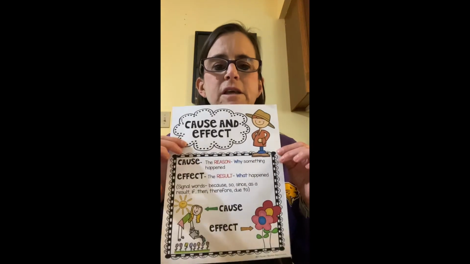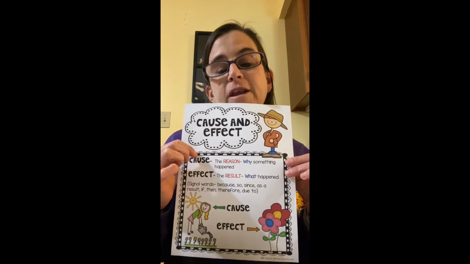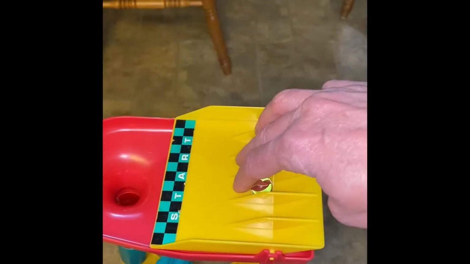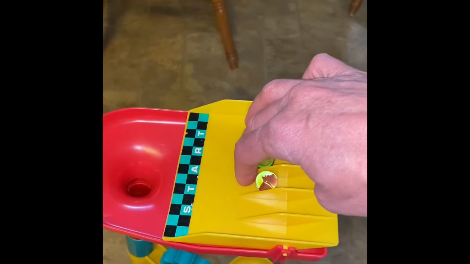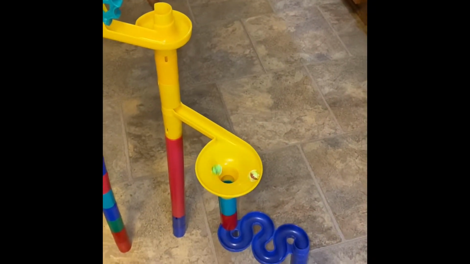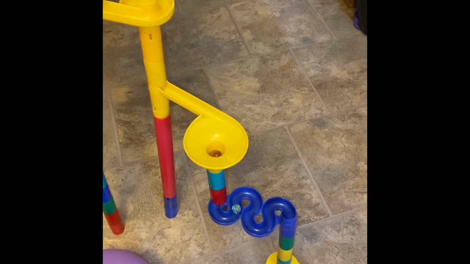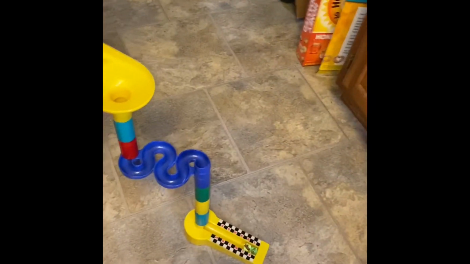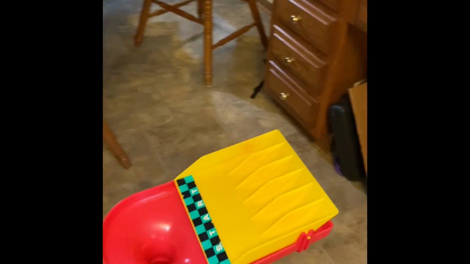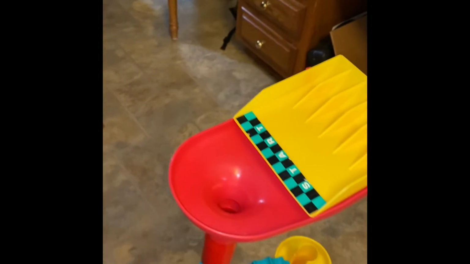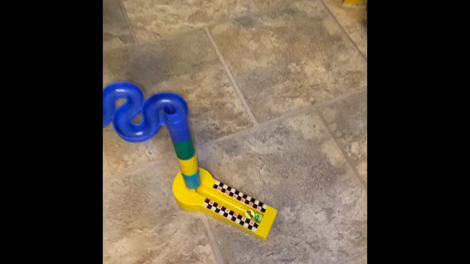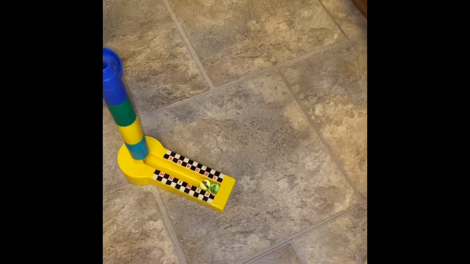So the next thing we're going to do is to see 3 demonstrations about cause and effect. Demonstration number 1, I have the marbles on the starting gate and I let go. So, cause, I let go of the marbles. They went down through this cool marble maze. Effect, ended up at the end line.